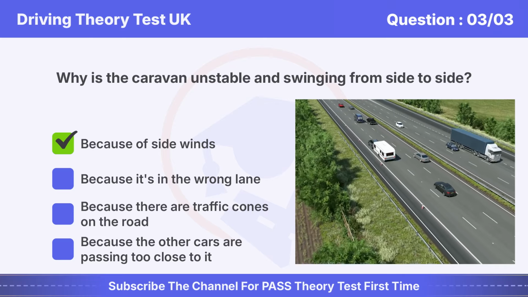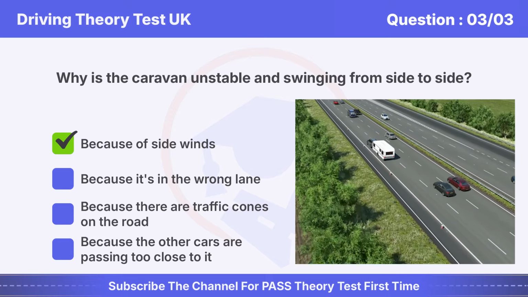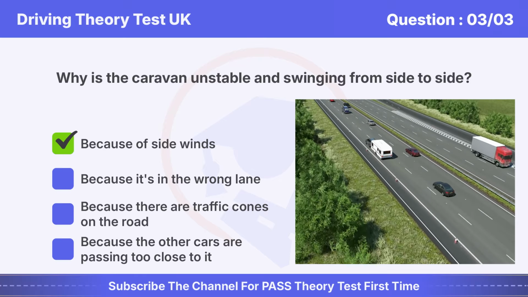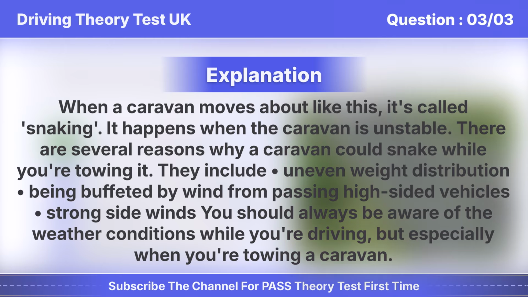Answer is A. Because of side winds. When a caravan moves about like this, it's called snaking. It happens when the caravan is unstable. There are several reasons why a caravan could snake while you're towing it. They include an uneven weight distribution, being buffeted by wind from passing high-sided vehicles, or strong side winds. You should always be aware of the weather conditions while you're driving, but especially when you're towing a caravan.